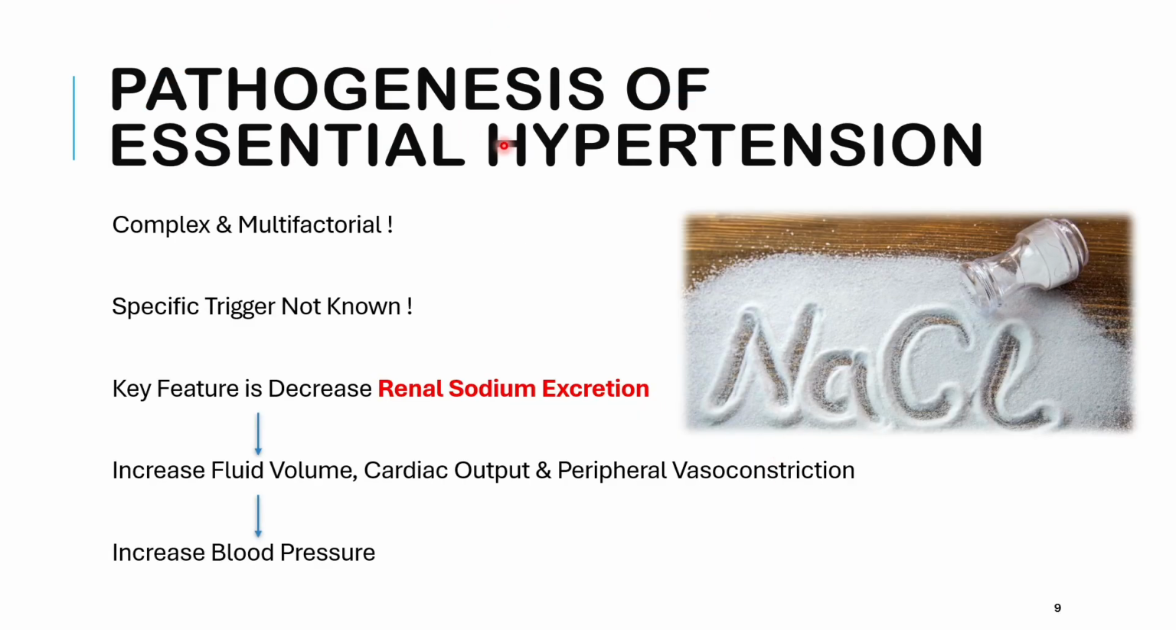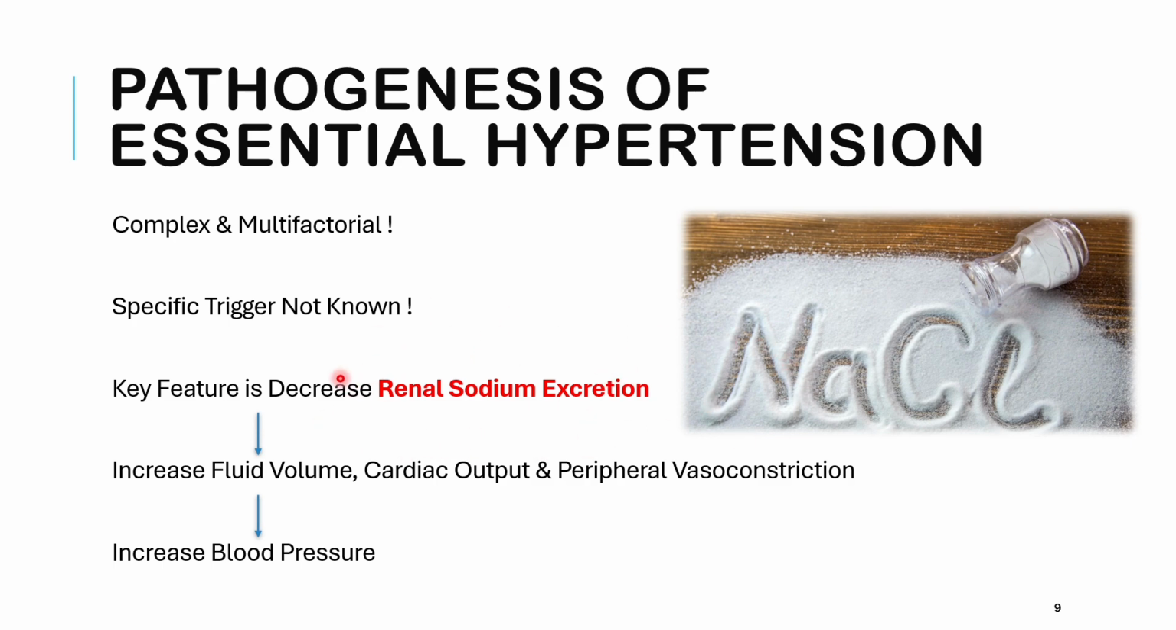So the pathogenesis of essential hypertension, that is idiopathic, right? In 90 to 95%, the cause is not known. So that is very complex and multifactorial. The specific trigger is not known in that individual. But in a nutshell, we know that the key feature is reduced renal sodium excretion.